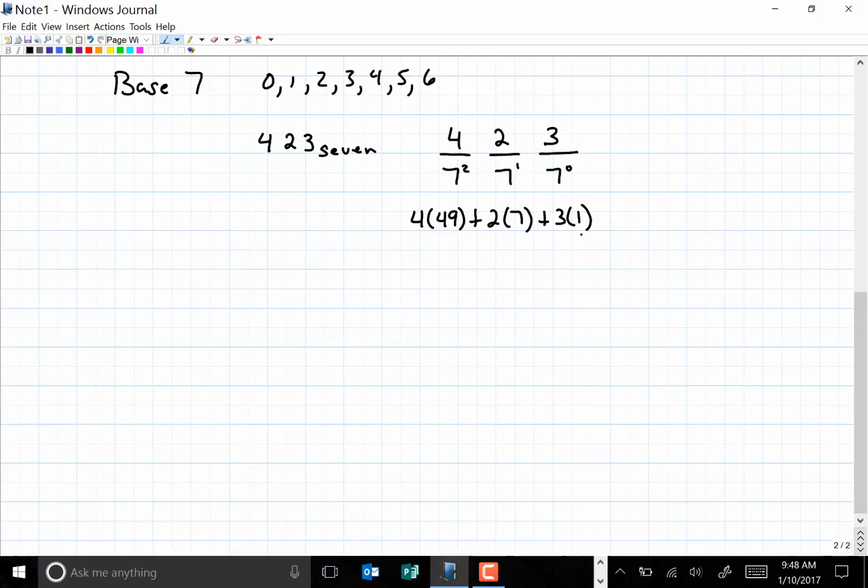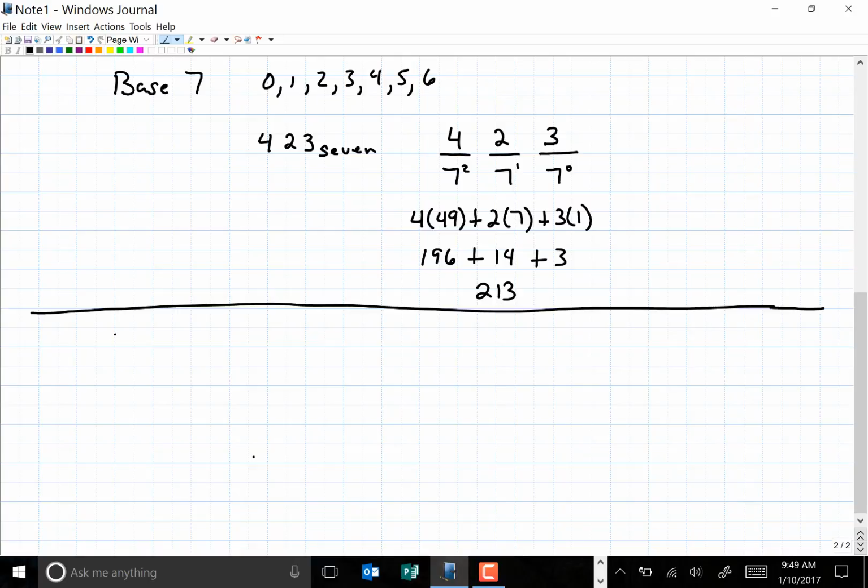So 4 49s is 196 plus 14 plus 3. So 196 plus 14 is 210, plus 3 is 213. And thus we can convert from any base to base 10.